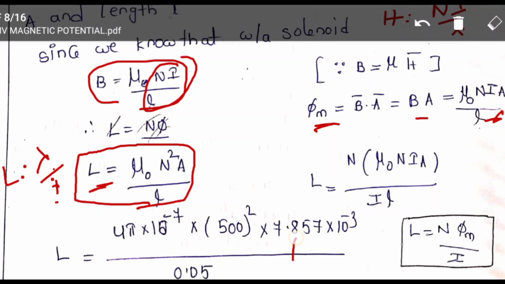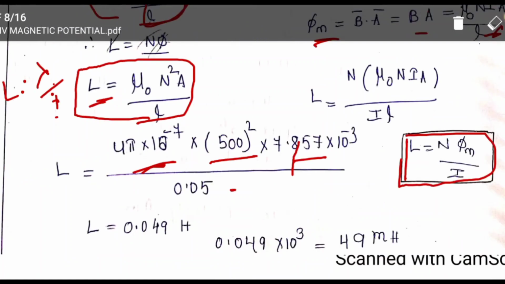Therefore inductance of solenoid is mu naught n square a by l, where mu naught is 4 pi into 10 power minus 7, and we substituted. L equal to n phi by I, lambda by I similarly. It is the formula and derivation; in the numerical problem also we substituted directly. Finally we got the answer L equal to 0.049 henries, that is 49 millihenries.